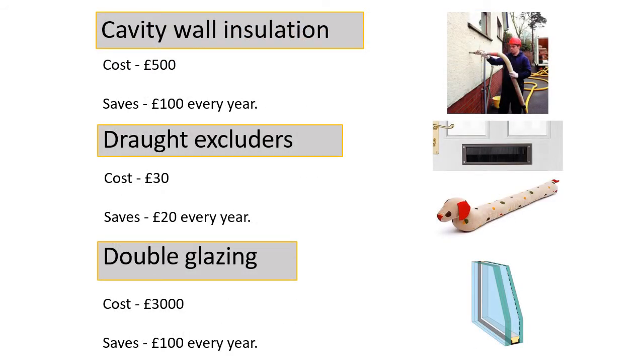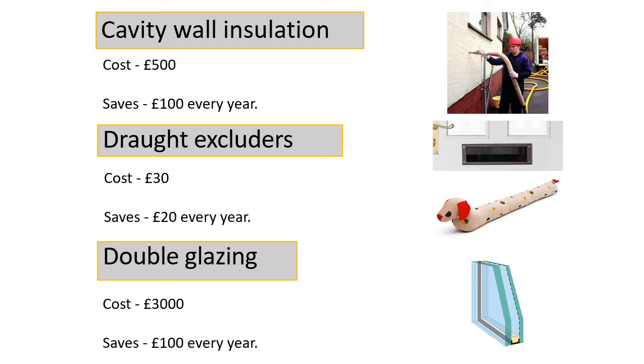So if cavity wall insulation costs £500, it will save £100 every year. To calculate the payback time, we need two things: one, how much it costs, and the second, how much the saving per year would be. Similarly, if draught excluders cost £30, it will save £20 every year, and double glazed windows cost £3,000, but will save £100 every year.